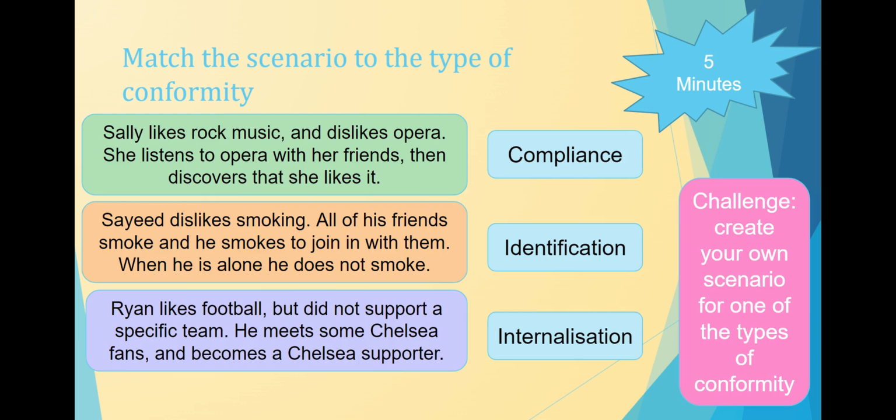Okay, and now going through some answers. Sally likes rock music and dislikes opera. She listens to opera with her friends, then she discovers she likes it. This is identification. She's identifying with her friends, so she's going along with what they think because she identifies with them. And then she decides that they're right. So it begins as a public change, but then turns into a private change too.